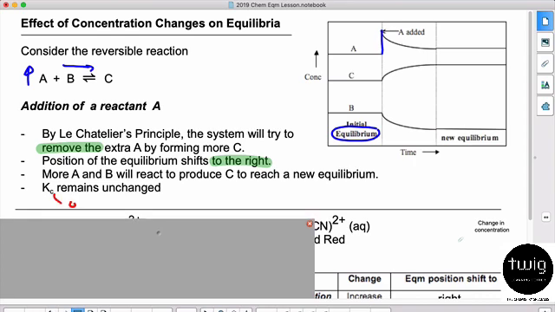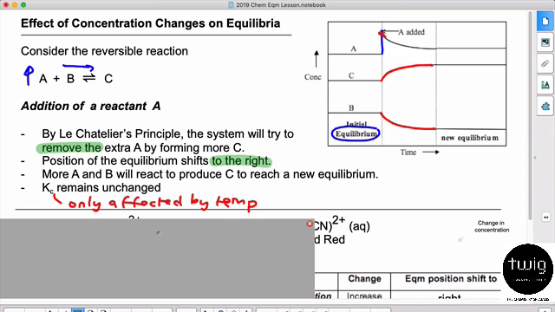Kc is only affected by temperature. So if I don't change temperature, the Kc will still always be the same value. So let's see how it works. C will start to increase until it reaches the new equilibrium. A and B must drop, so B will start to drop, and A will also start to drop, okay?